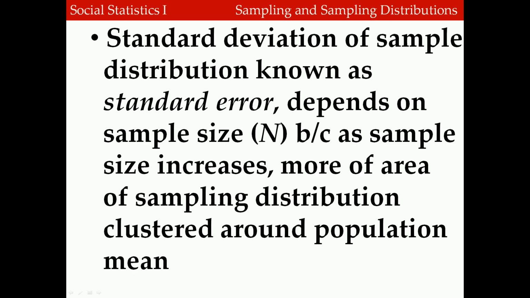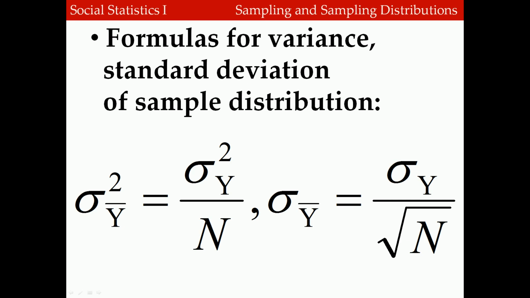The standard deviation of the sampling distribution is known as the standard error, and it turns out that this depends on the sample size, because as the sample size increases, more of the area of the sampling distribution is clustered around the true population mean. In other words, there's less variation with a larger sample size, which makes sense because each sample has more information that's used for calculating the value of the sample mean, and each of these should better reflect the value of the true population mean.